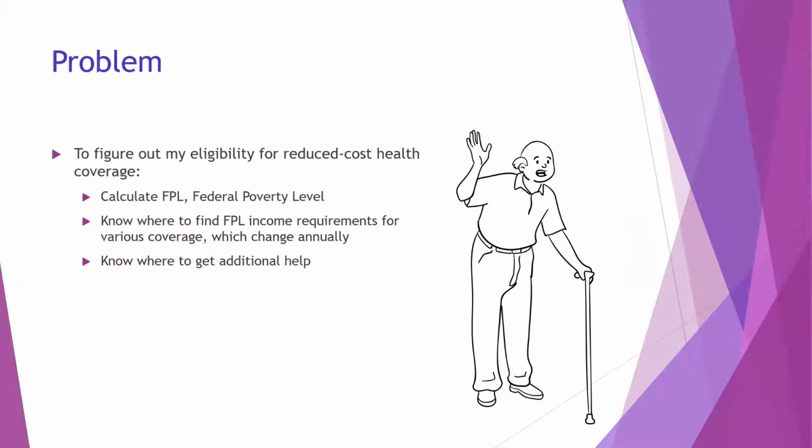The problem we're trying to solve here is today, if I want to know if I'm eligible for any reduced cost health coverage, I have to understand how to calculate FPL, Federal Poverty Level, based on my income and household size. And then find the right government webpage to look up my eligibility based on the calculated FPL. And this changes on an annual basis due to inflation and the consumer price index.